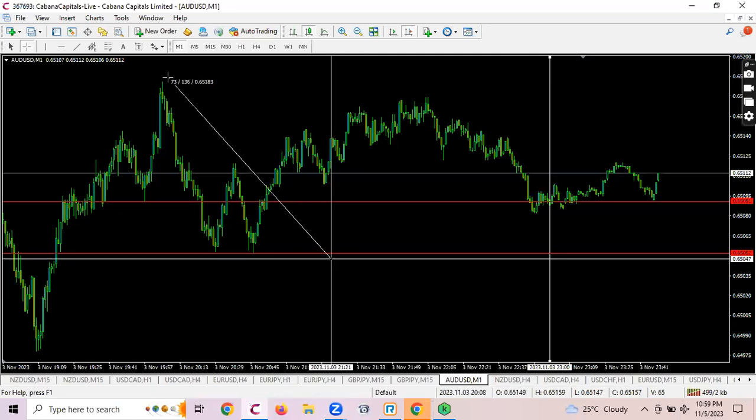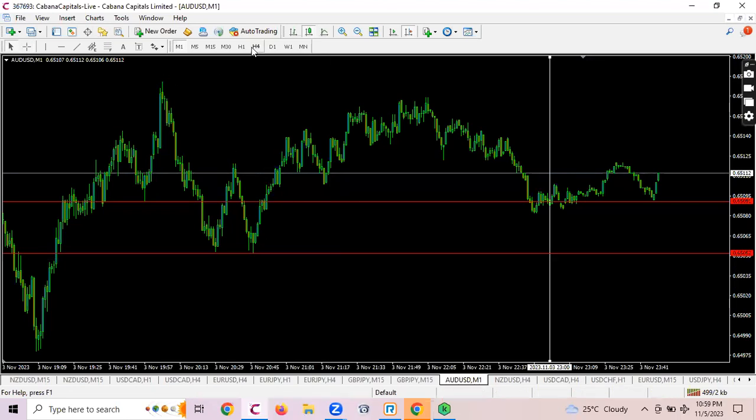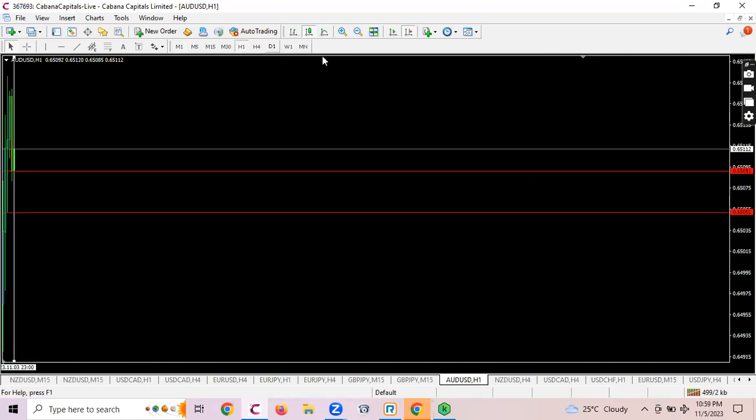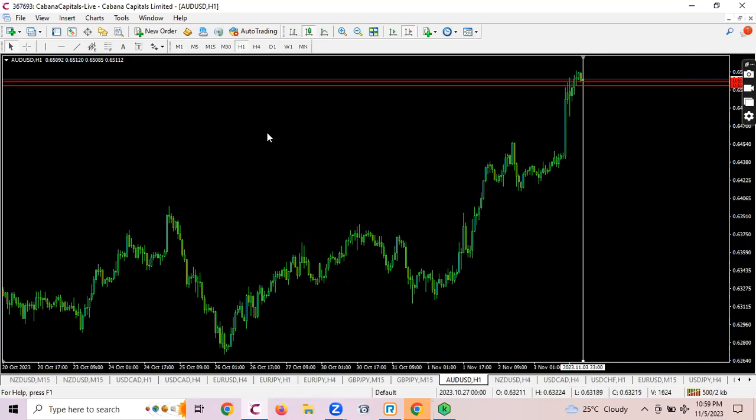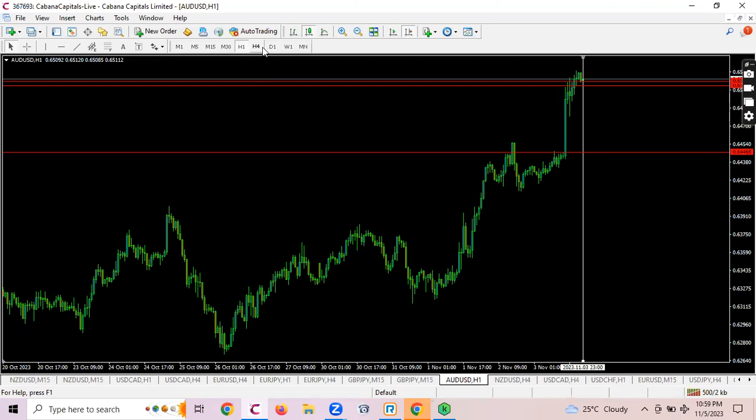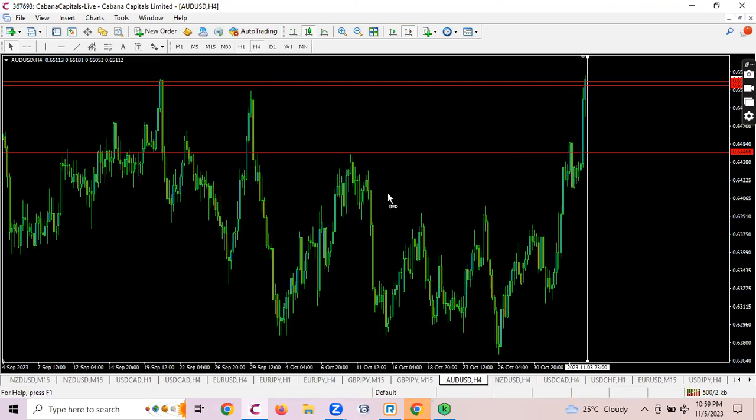This is 13, so your risk should not be more than 25, 30 pips on this trade. If I'm selling, I'll be targeting this level as my take profit. This is where I will target. This level will be my TP level.